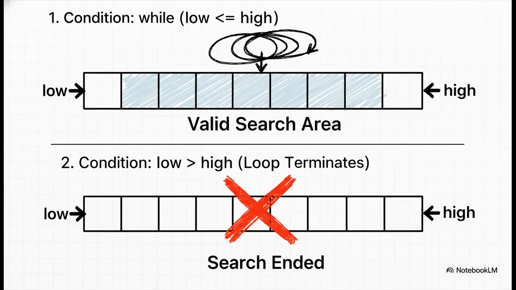Now, the real engine of this whole thing is this one loop condition. The search keeps going as long as low is less than or equal to high. This is basically the code asking, is my start bookmark still before my end bookmark? As long as the answer is yes, we have a valid section to search, but if low ever creeps past high, it means we've narrowed it down to an empty space. And the thing we're looking for, well, it just isn't there.